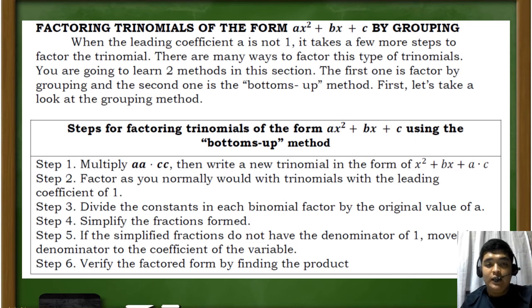First, multiply a times c. Then write a trinomial in the form x squared plus bx plus a times c. Factor as you normally would a trinomial with a leading coefficient of 1. Divide the constant in each binomial factor by the original value of a, and simplify the fractions formed. If the simplified fractions do not have a denominator of 1, move the denominator to the coefficient of the variable. Verify the factored form by finding the product.